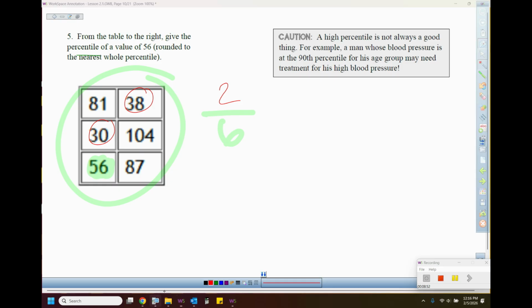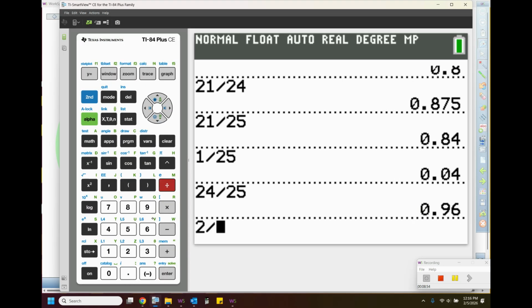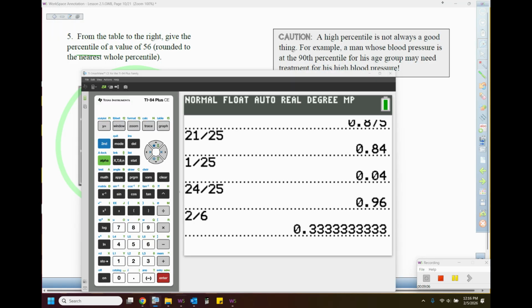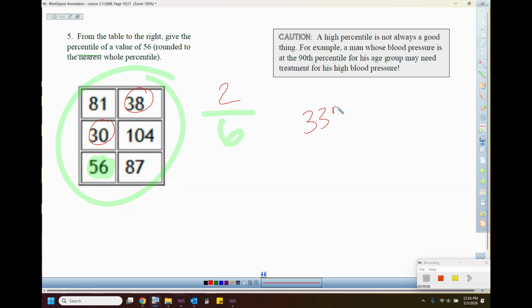So if we punch that in, that's going to be a nasty little decimal right here. We have to round to the nearest whole number. So moving 2 places to the right, would you keep it 33rd percentile or the 34th percentile? Yep, 33rd percentile.